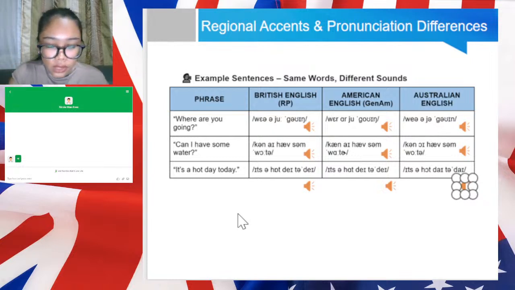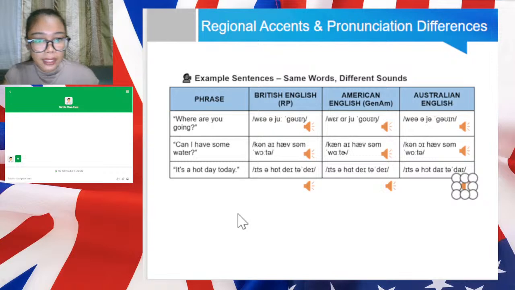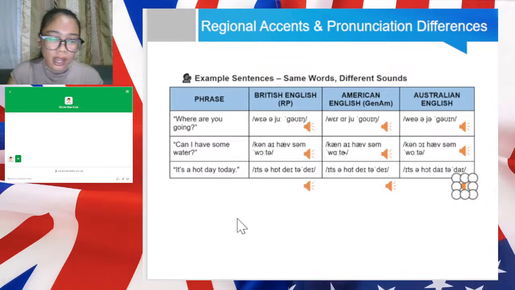Now, notice that the vowel in day and today can sound more like the diphthong I. We've already mentioned the diphthong I, and that in Australian English they sometimes pronounce today as something like to-die, with a diphthong. This is closer to the word bye, for example, or my or hi. Let's hear it again. It's a hot day today. There's a diphthong in there.